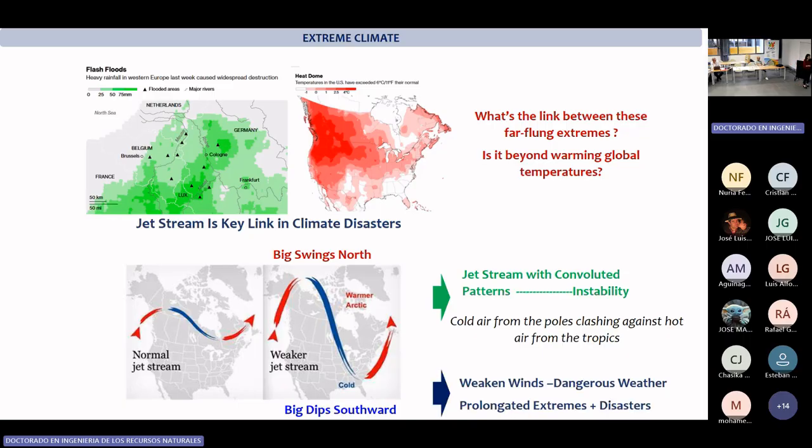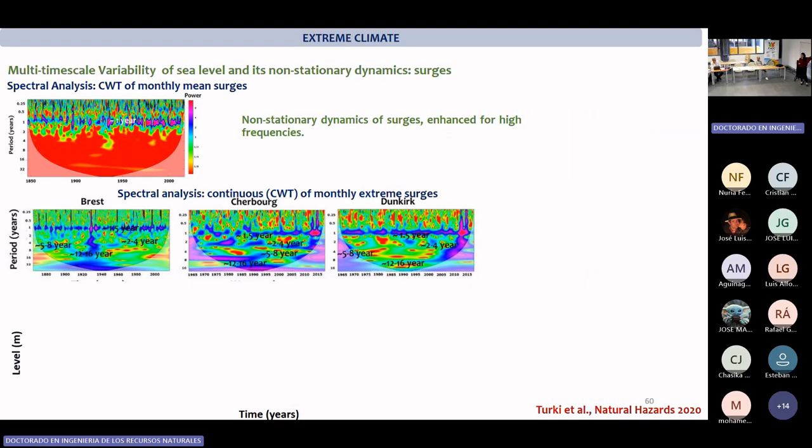So what we have done here, we have taken many different stations along the channel, Brest, Cherbourg, Dakar, for example, and we have applied a non-stationary continuous wavelet transform. It's like a Fourier transform, but it's more adequate to assess the non-stationary behavior in the time series.